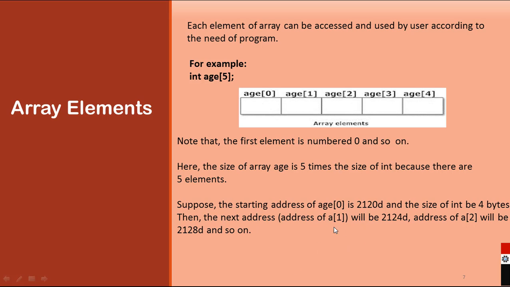Suppose the starting address of age[0] is 2120 and the size of an integer is 4 bytes, then the next memory address will be 2124, and the address of age[2] will be 2128 and so on. In this case, the array is of integer type, and an integer takes 4 bytes. The first element of the array is stored at index age[0]. The second element is stored at index age[1] and so on.